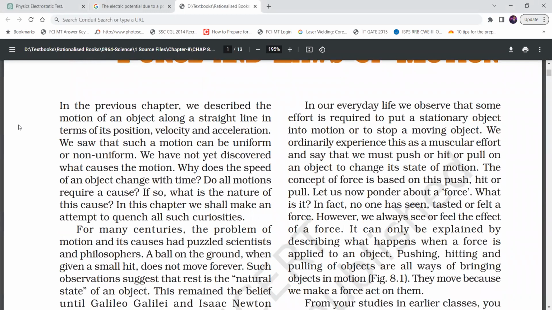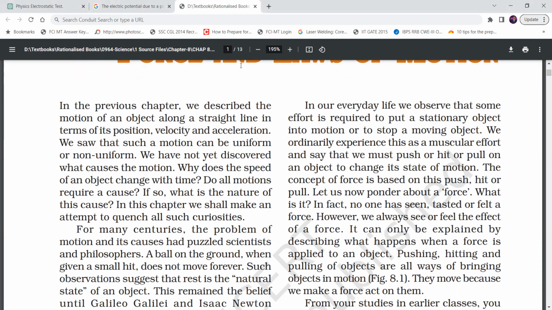Like what it is saying: in the previous chapter, we described the motion of an object along a straight line in terms of position, velocity, acceleration. This is not important because they are just giving us information about the last chapter. We saw that such a motion can be uniform, non-uniform.